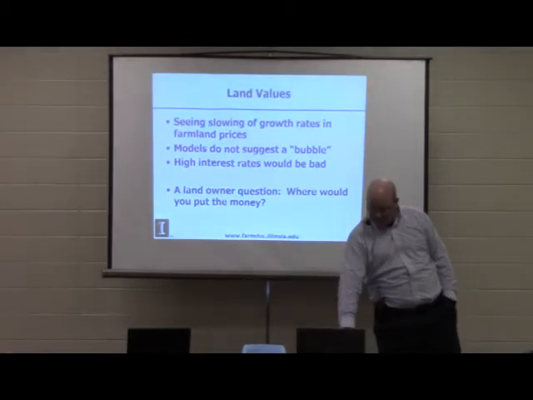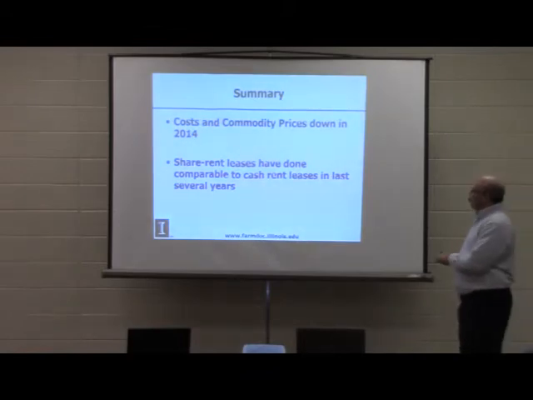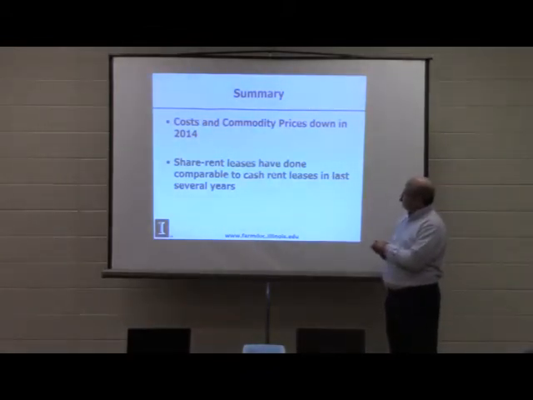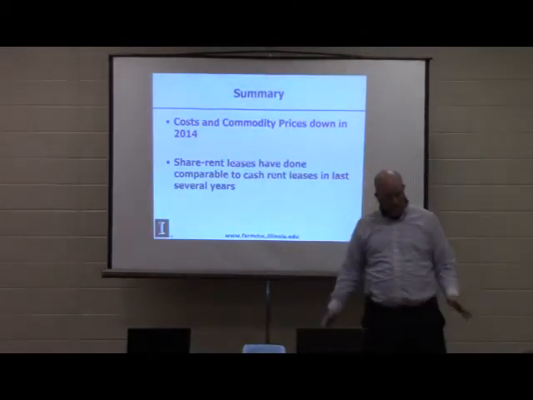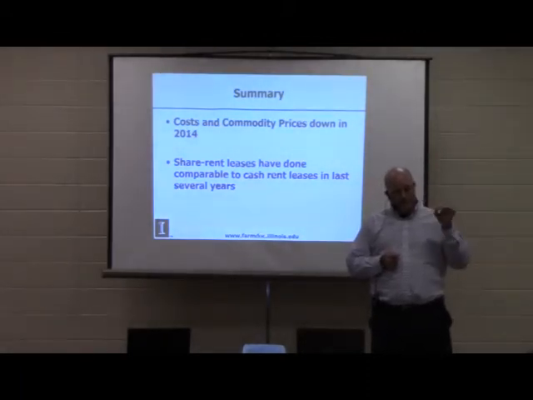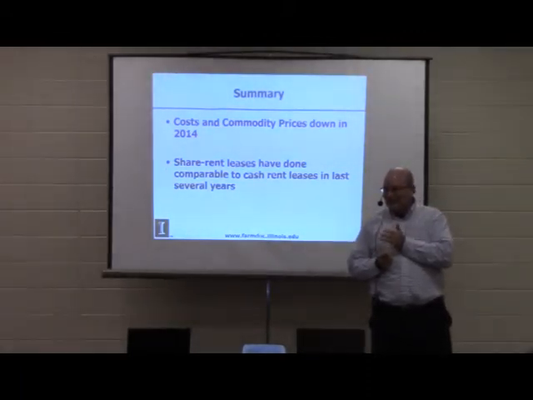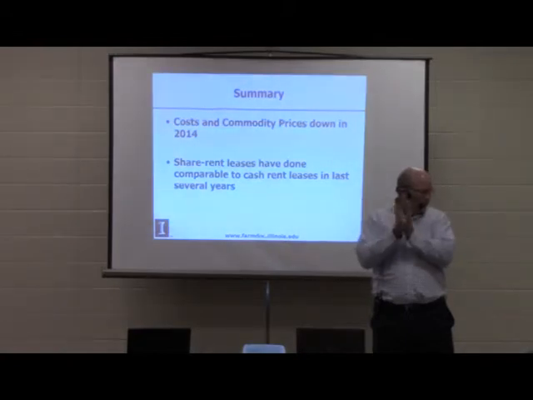So, I'm going to summarize. Costs a little bit down, commodity prices down. We've seen comparable share rent and cash rent. And overall, we're just sort of moving into a lower return environment. When we look back over time, there have been several golden ages in agriculture: the 70s, the 50s, the 1910s. 2010, 2011, 2012 were a golden age in agriculture, and now we're moving back to reality.